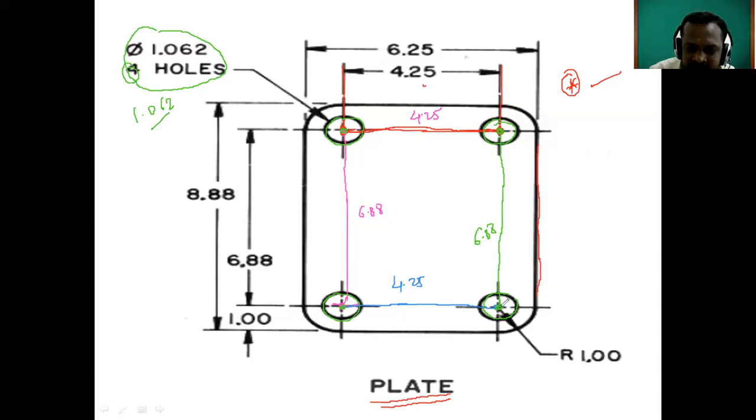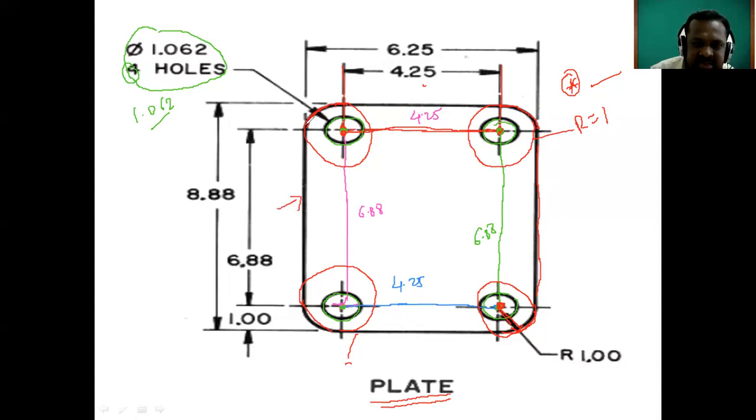They have given this radius, the radius of this curve, again the radius of this curve, and again the radius of this curve. By considering this as the center point, we have to draw the circle directly, no problem, of radius 1. Again on this side also we draw the circle, of radius 1. Then what is this line? This is the tangent line. Draw the tangent line, again draw the tangent line. In this way, we will draw this figure. Similar process, right?